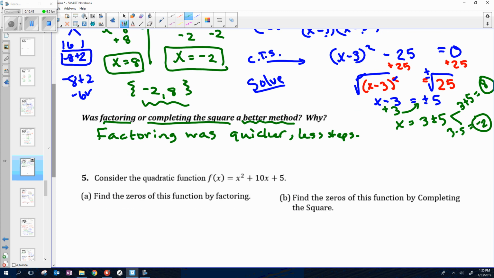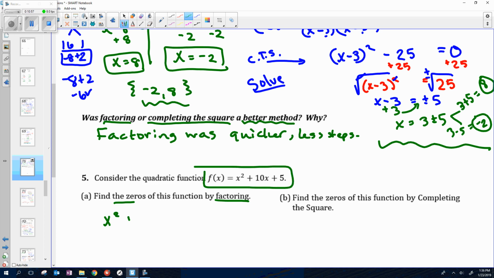All right, so let's see if it's always the case. Why would we want to complete the square and do all that if we can just factor? So number 5, find the zeros by factoring. Here's our function, x² + 10x + 5 = 0. Trying to find the zeros, set it equal to 0. Let's factor this, x and x. It's a trinomial. There was no GCF, so I'm trying to do a trinomial factoring.